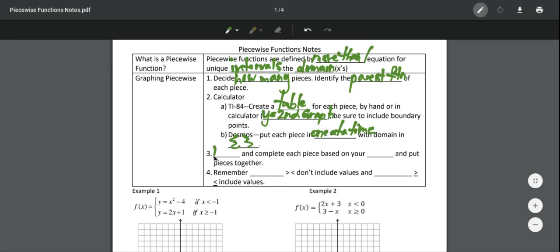Then we would draw each piece and complete each piece based on our table, if we were doing it by hand, and we would put the pieces together. Remember that an open dot would be greater than or less than. That means don't include the values. And a closed dot would be greater than or equal to or less than or equal to, and that means to include the values.